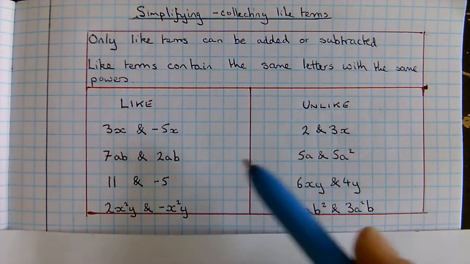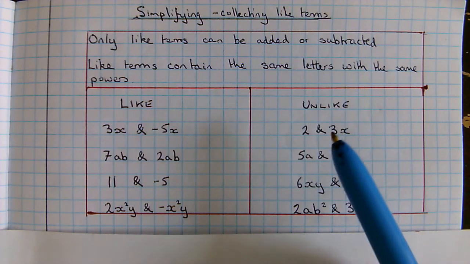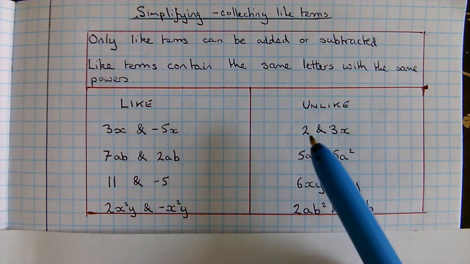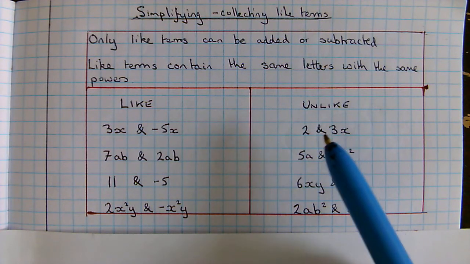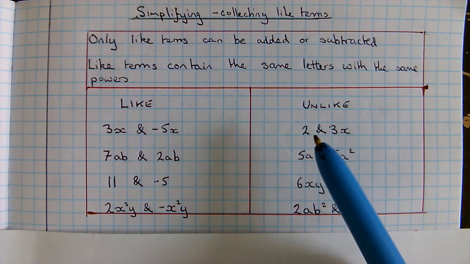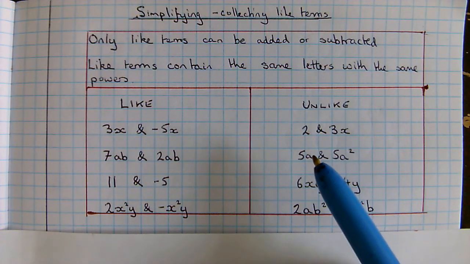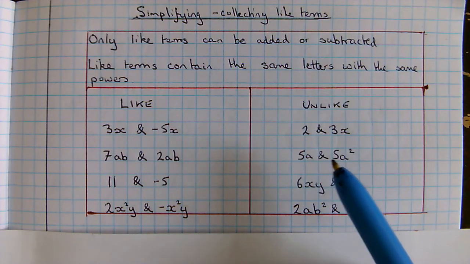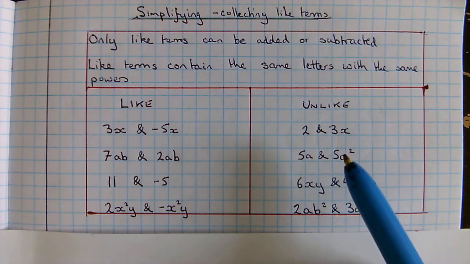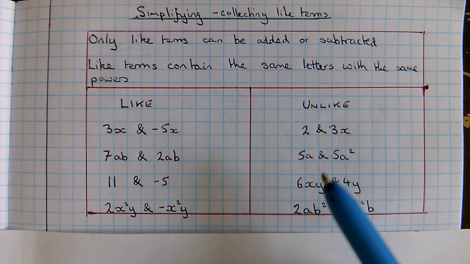Let's look at some unlike examples. So here I've got a number and an x. I can't do anything with that by adding or subtracting them. I need to keep them separate. Again, here I've got an expression involving just a, and here an a squared. The powers are different, so I can't do anything to simplify those two.